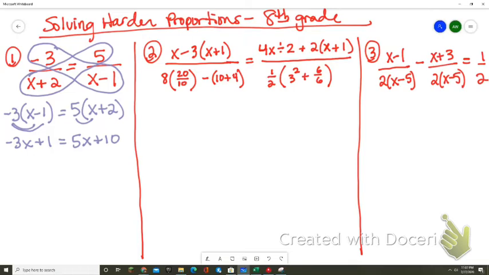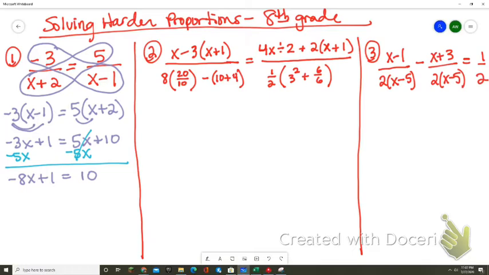Once you do that, these equations are like the ones you've been solving. You just have to really watch your positives and negatives and eventually your order of operations in the beginning so that you get it right. So from here, I would subtract 5x because I like to get my variables on the left side, and those cancel. And that gives me -8x plus 1 equals 10.